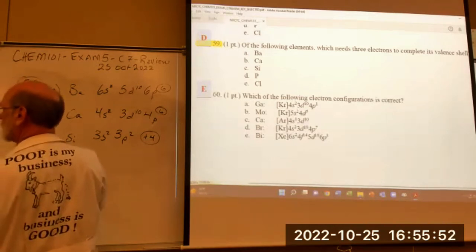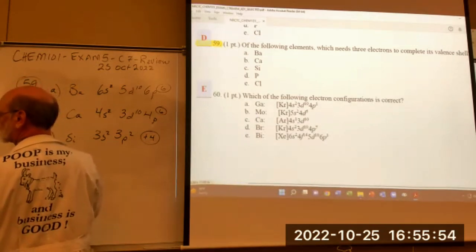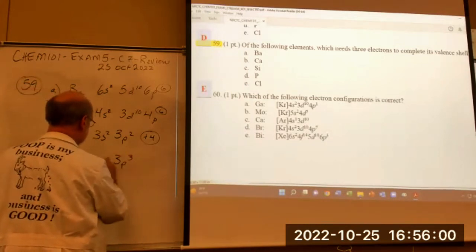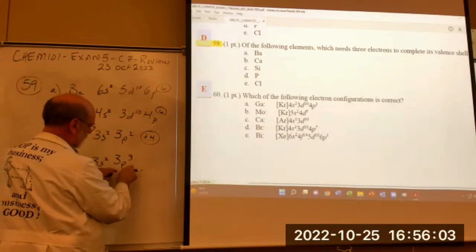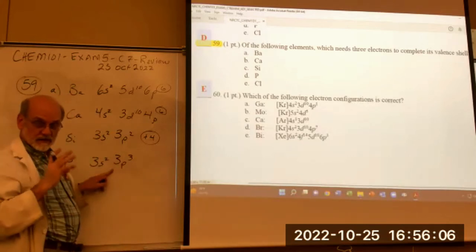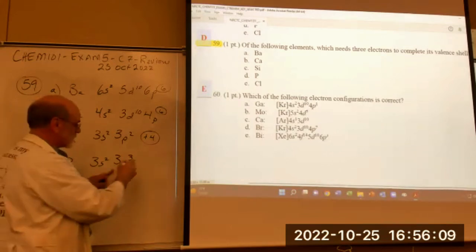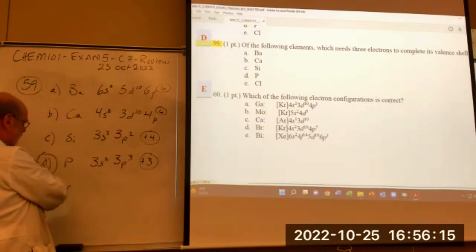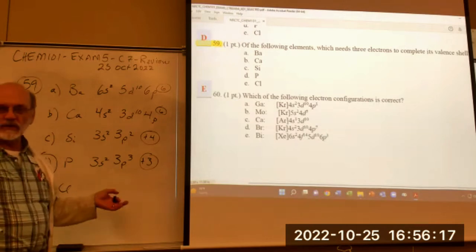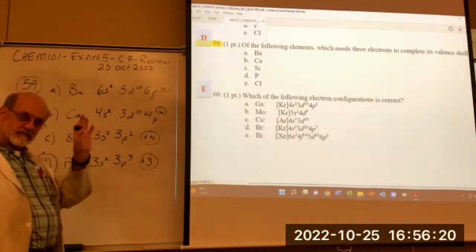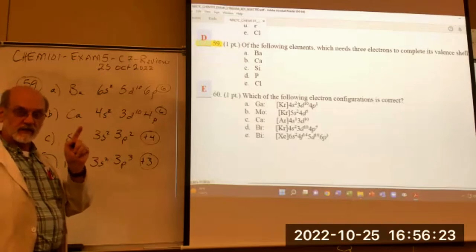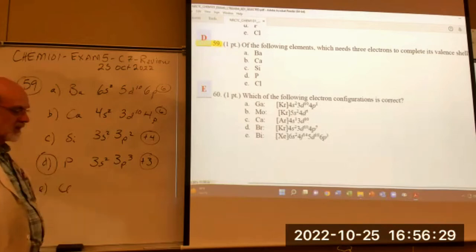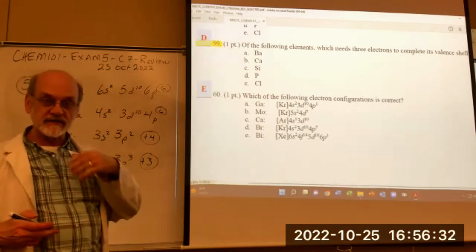How about phosphorus? Phosphorus is in the third period. So it's 3p3, and it's got 3s2. How many does it need to complete, right? Three more electrons would complete that shell. That's your answer. Chlorine we know is not right because it's right next to the noble gases and it only needs one electron to complete its valence shell. So we found our answer right here. Phosphorus. Phosphorus needs three electrons to complete its valence shell.